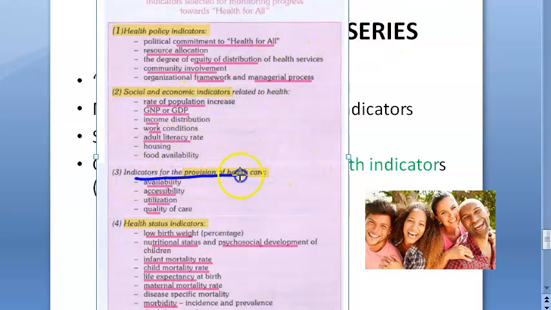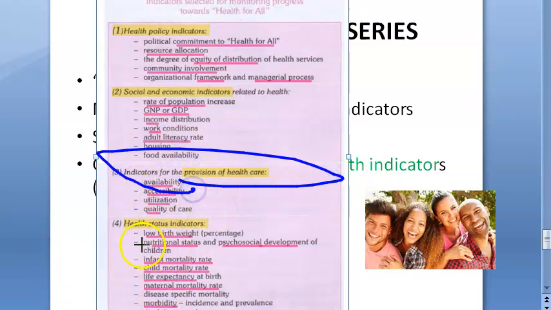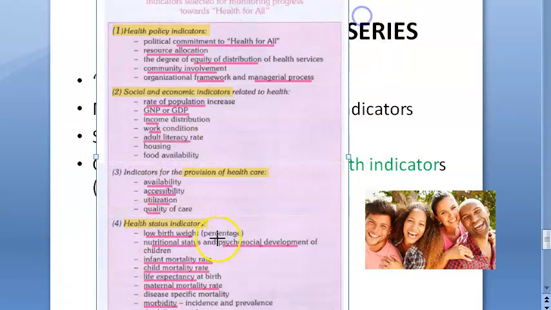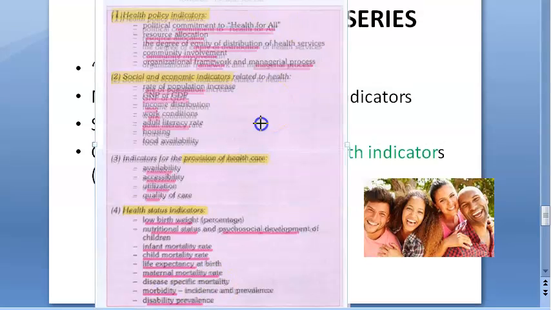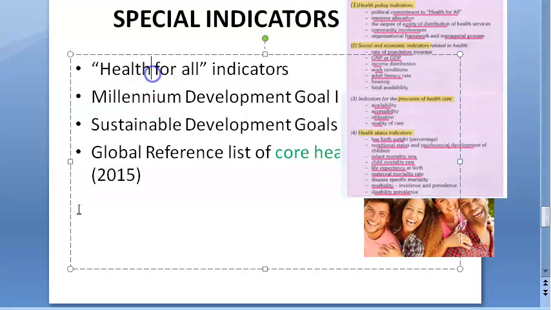Then indicators for provision of healthcare: availability, accessibility, utilization, quality of care. This is healthcare. Then you have health status indicators. This is the actual health status indicator: low birth weight, nutritional status, infant mortality rate, child mortality rate, life expectancy at birth, maternal mortality rate, disease specific mortality, morbidity, disability. So they have grouped all those together in health for all indicators.